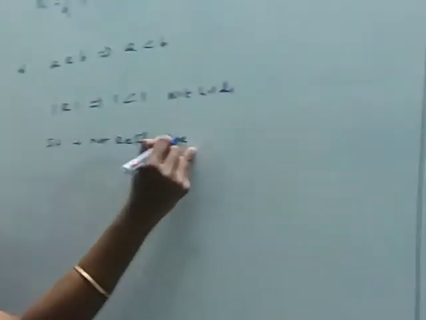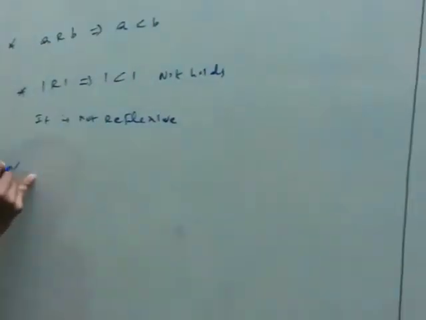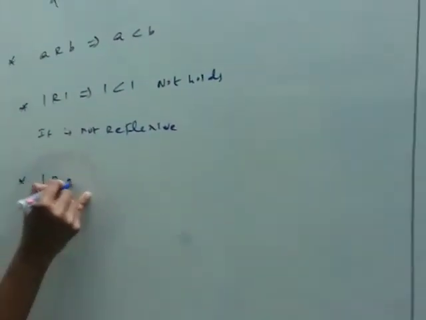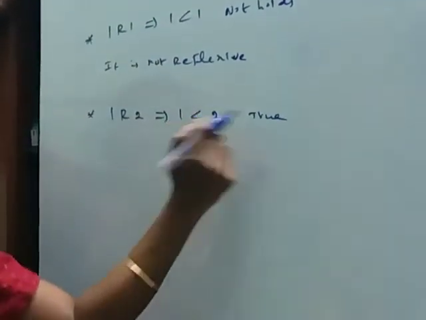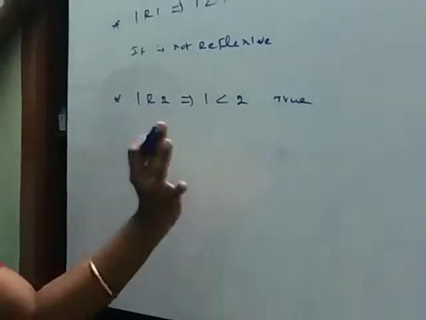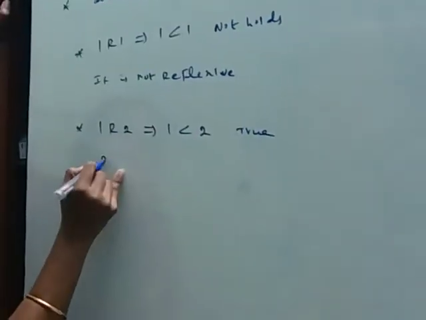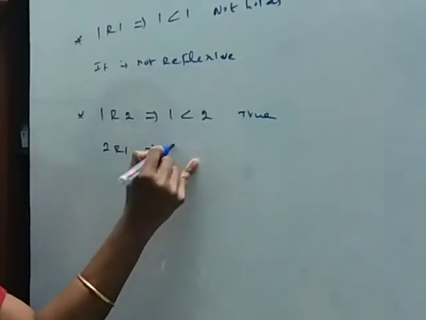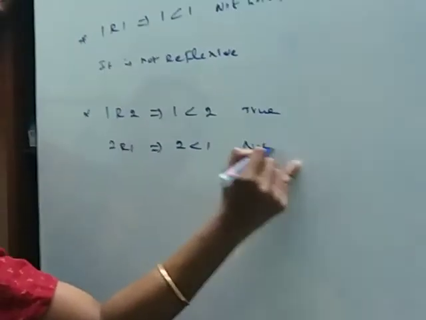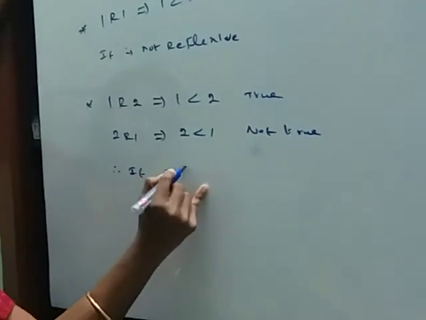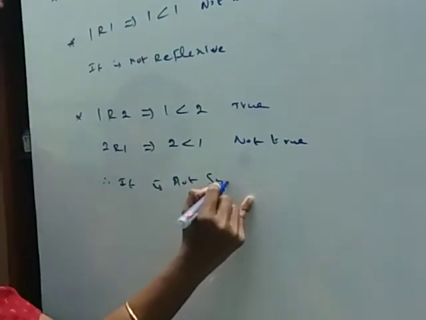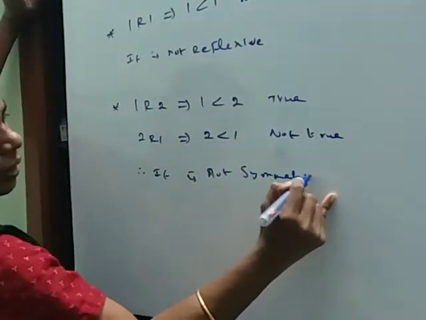Next, 1 relation to 2 implies 1 is less than 2. This is true. But 2 related to 1 implies 2 is less than 1. This is not true. Therefore, it is not symmetric.